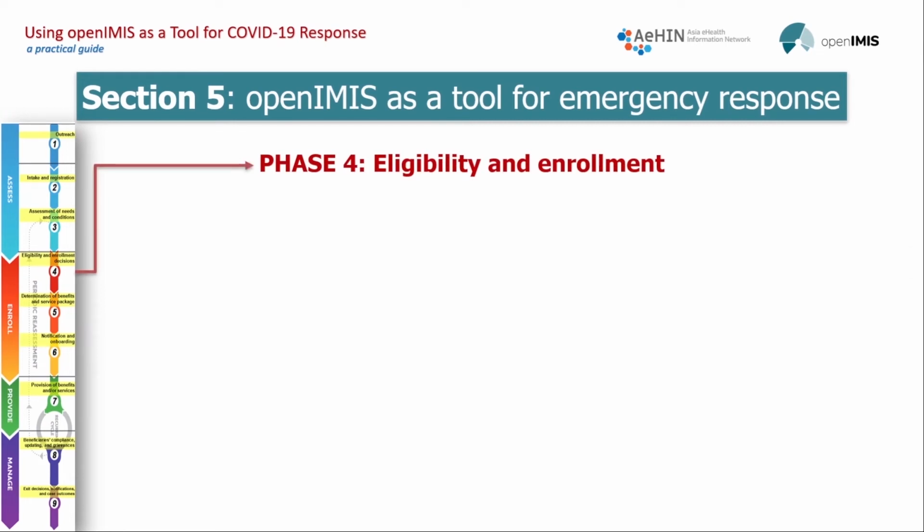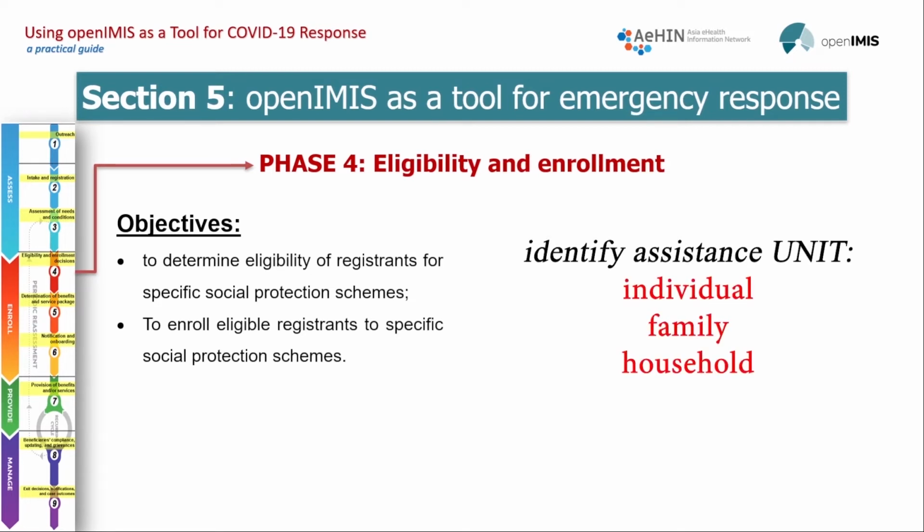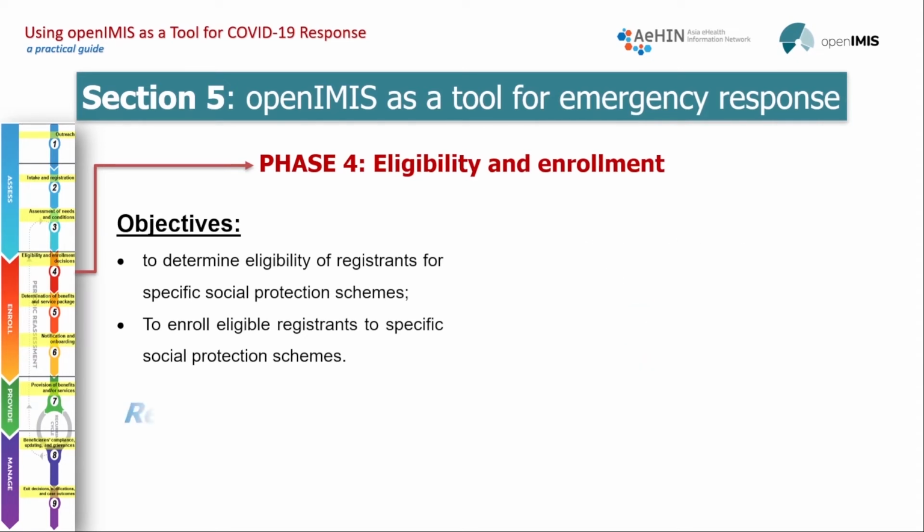After registration of the target population, determination of eligibility for and enrollment to specific social protection schemes are conducted by comparing the registrants' profiles to clear eligibility criteria. During this phase, it is also important to define the assistance unit, whether individual, family, or household. In this phase, eligible registrants become beneficiaries. This phase answers the question: among the registrants, who are eligible to receive specific benefit packages?